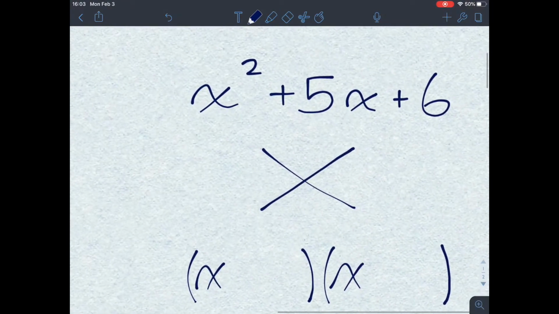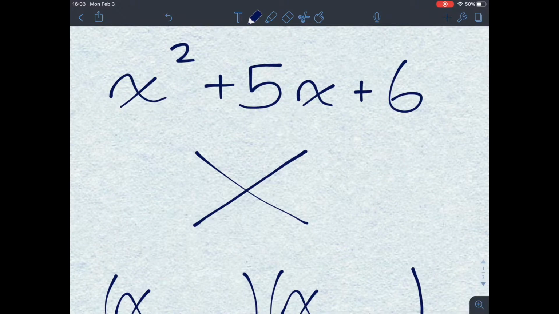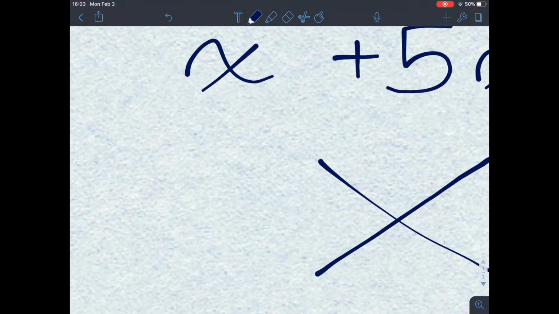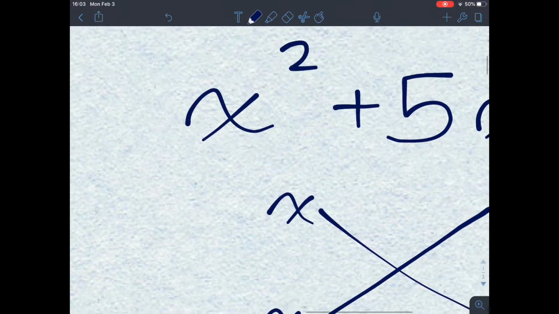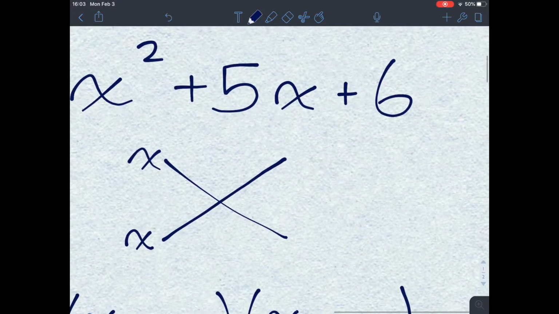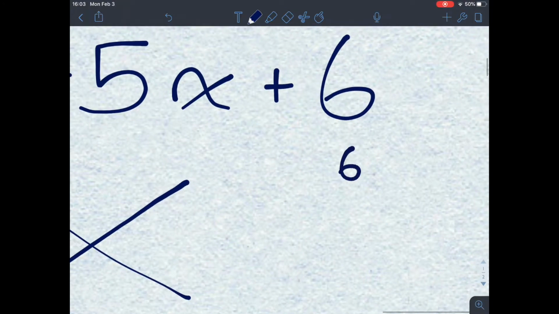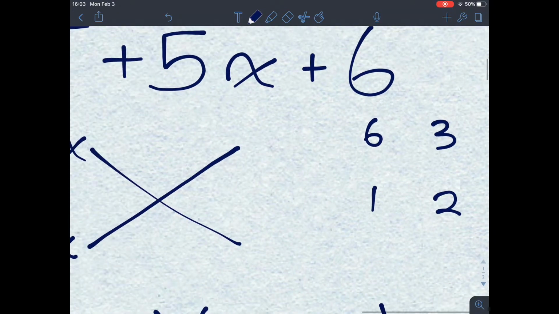And the next one, I have x squared plus 5x plus 6. The same thing with the first one. This one will be x, and this will be x, because x times x is x squared. But here it's a little different. For 6, you could do 6 and 1, or you could do 3 and 2. So we have to figure out which one it is.